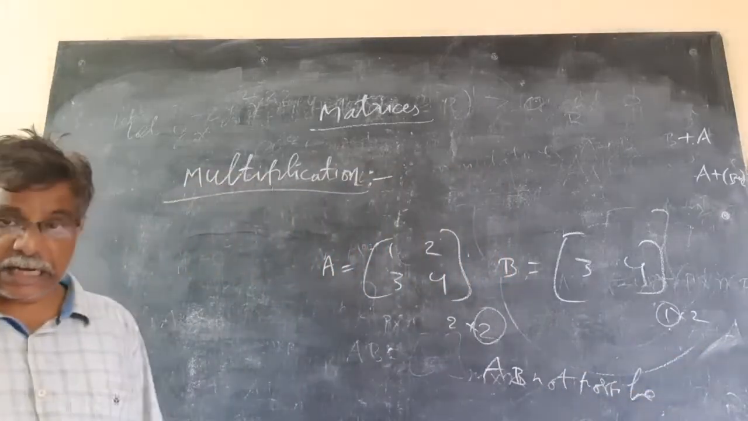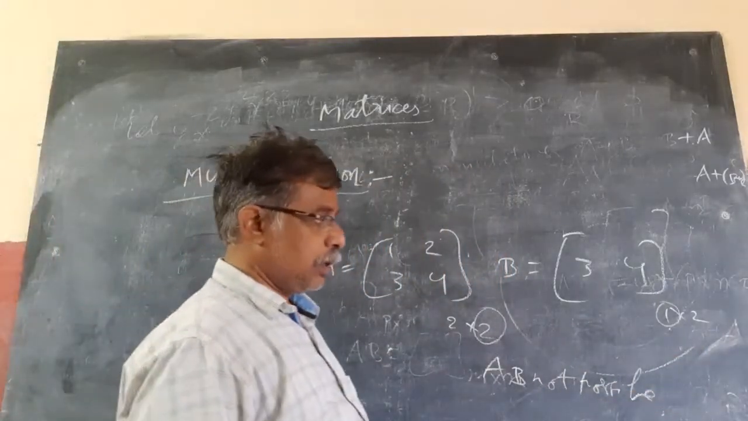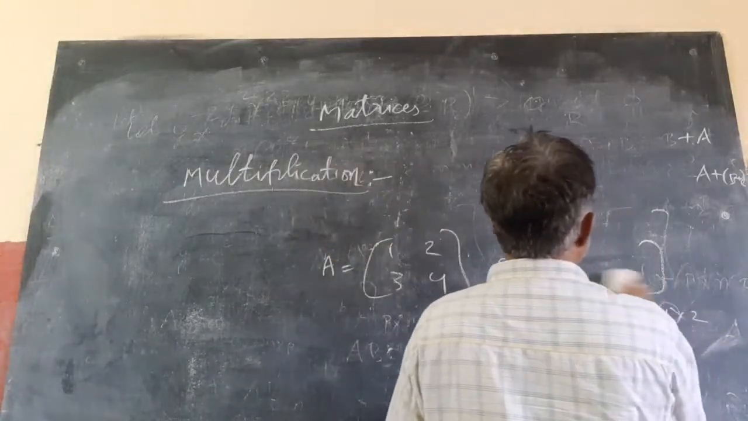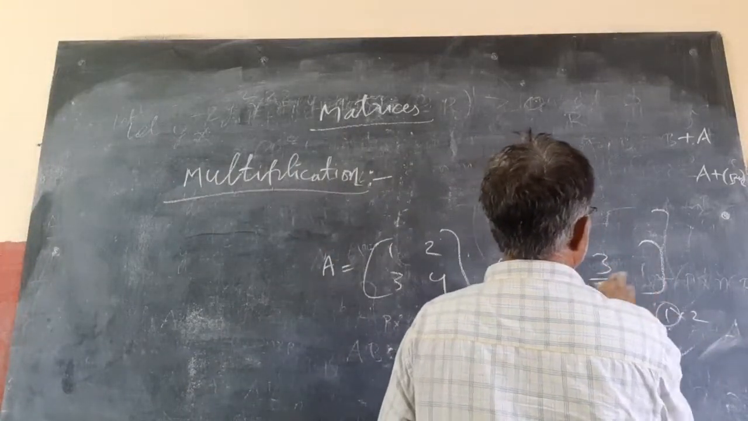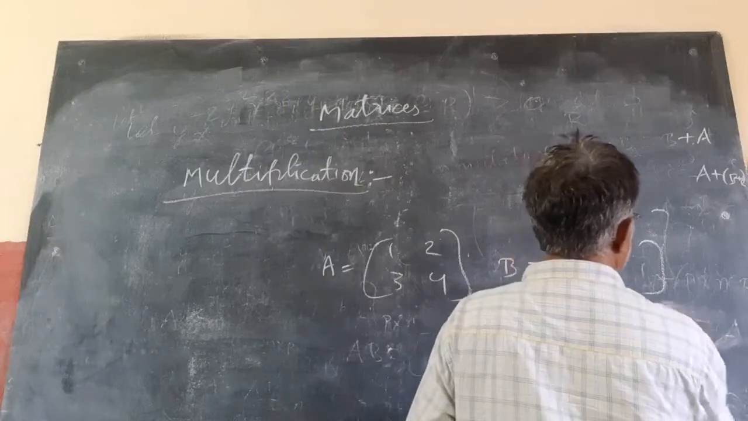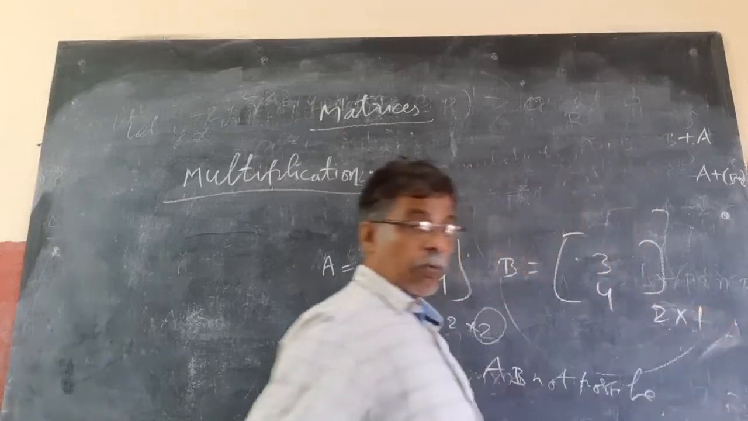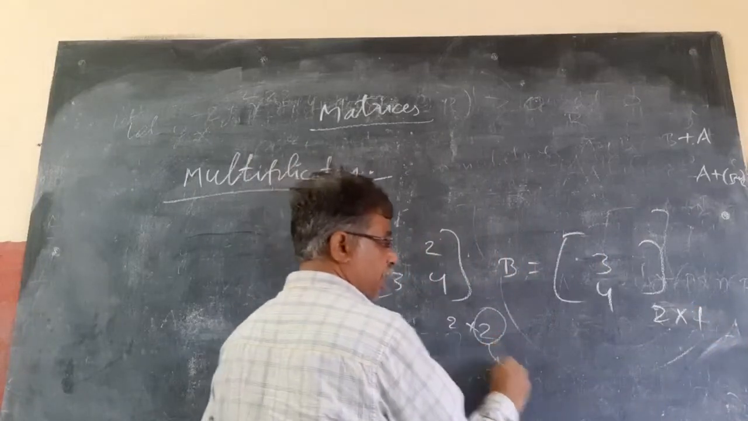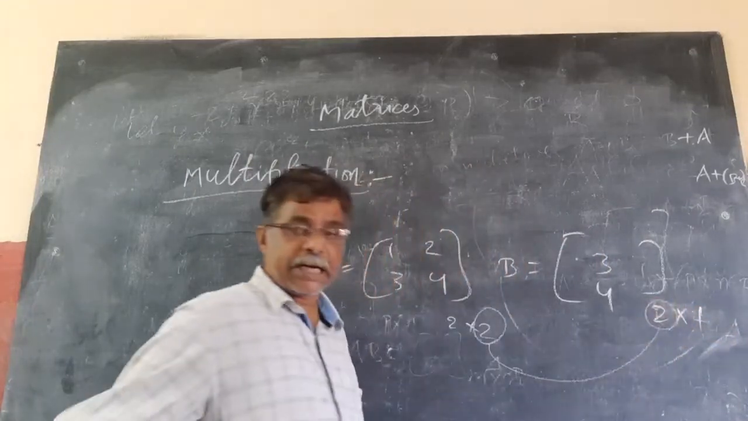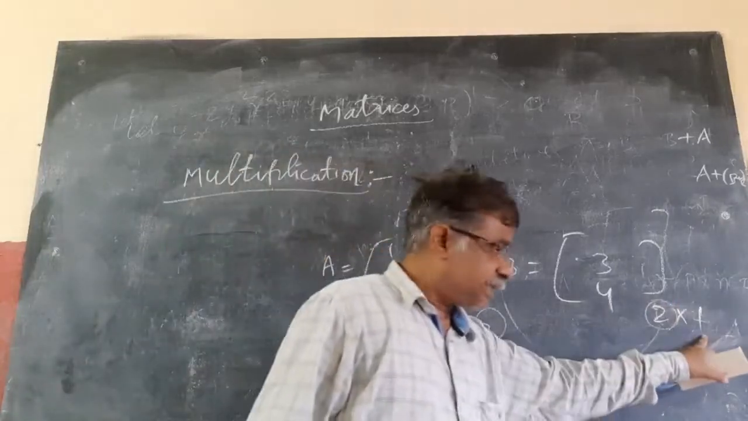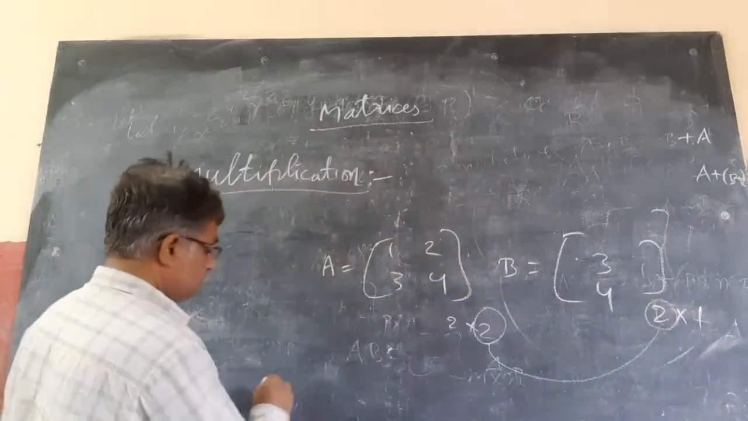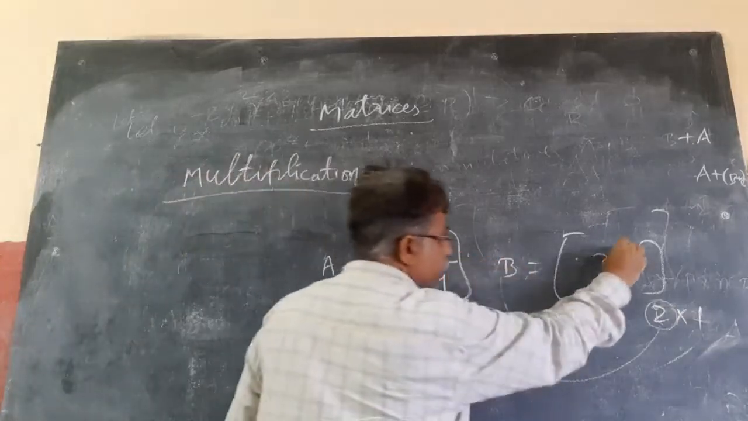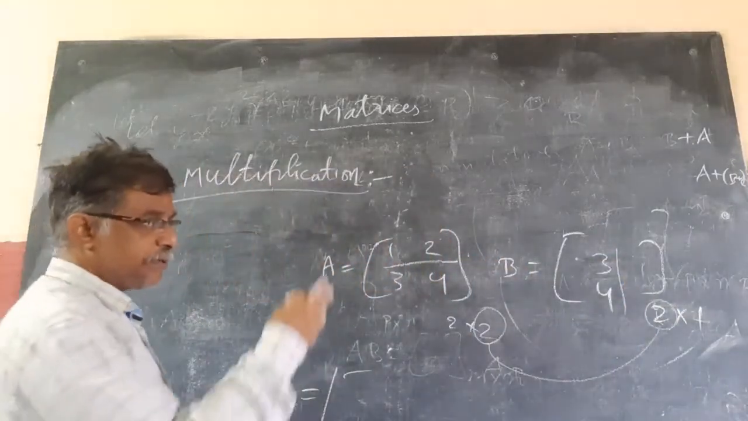Multiplication is not possible. If, for example, B is like this, 3, 4, as a column, then this is 2 by 1. Now multiplication is possible, because the number of columns equals the number of rows. The resultant is 2 by 1. So if I want to do AB now, I can do it. Otherwise previously I can't.